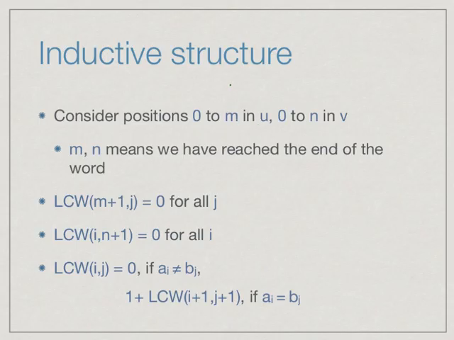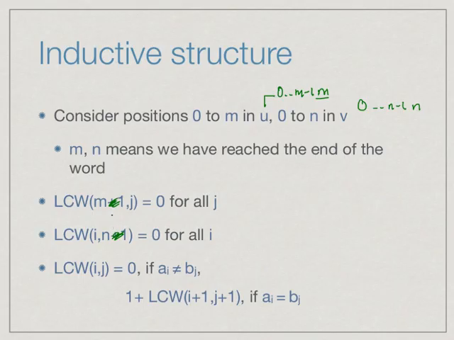So this gives us the following definition. Remember that u is actually of length m, so it has positions 0 to m minus 1. So what we will do is add a position m to indicate that we have crossed the last letter. Similarly, v has 0 to n minus 1 as valid positions, so we will use the indices 0 to n. So if i becomes m or j becomes n, it means that the corresponding index has gone beyond the end of the word. So this should be m and this should be n.